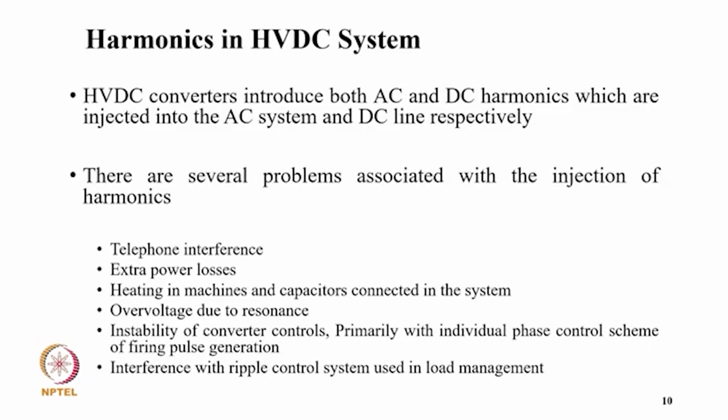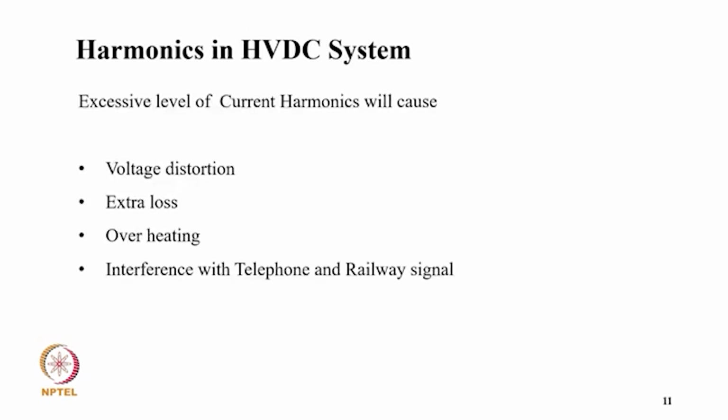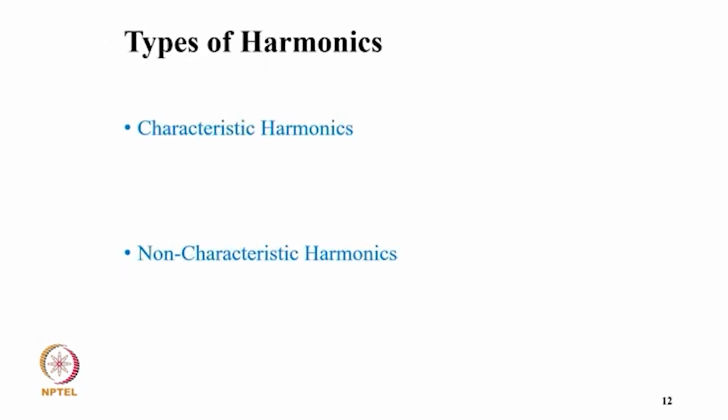There are several problems associated with the injection of harmonics. The first is telephone interference, then extra power losses and heating of machines and capacitors connected in the system. Overvoltage due to resonance, and instability of converter controls, primarily with individual phase control of a scheme of firing pulse generation, and interference with ripple control systems used in load management. Excessive levels of current harmonics cause voltage distortion, extra loss, overheating, and interference with telephone and railway signals.